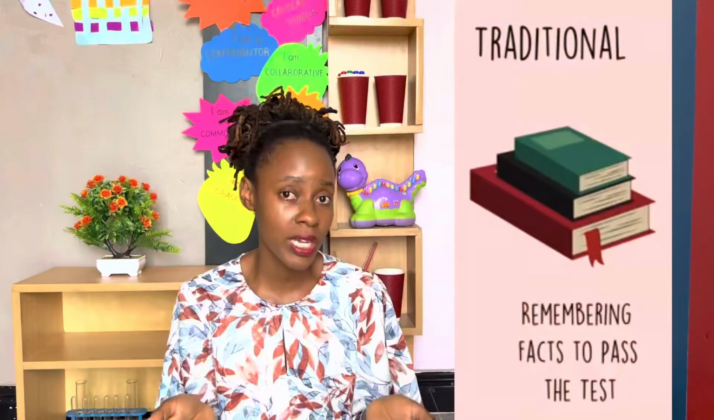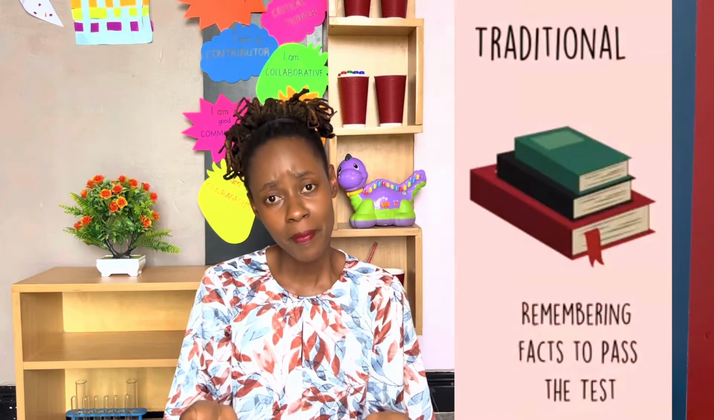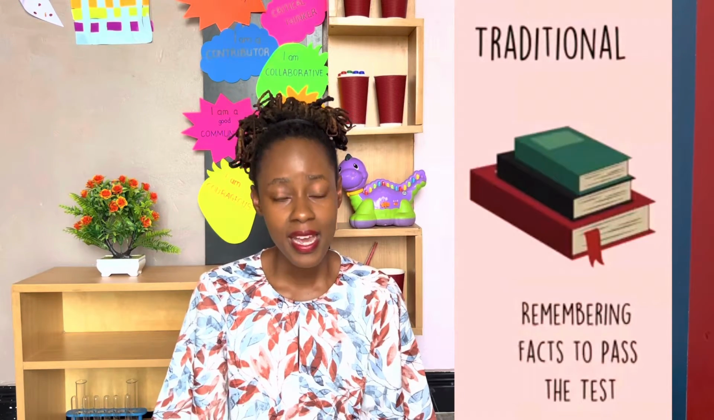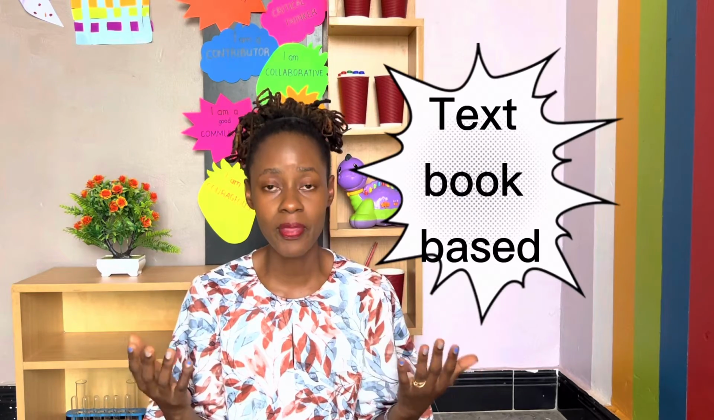Number 1 is the traditional method of homeschooling. In the traditional method, knowledge or information is usually passed on to the student in the form of facts. These facts are going to be read, and then the student will be expected to reproduce these facts at the end of the day.